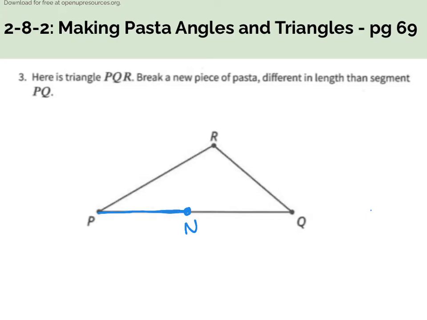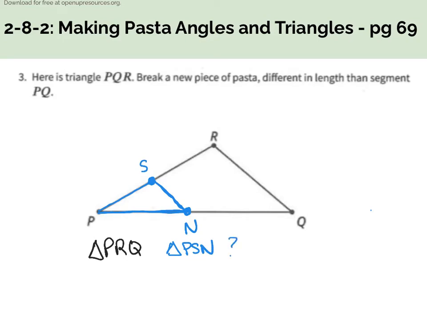Then I'm going to draw on P to R, and again make it shorter, and label this S. Then I'm going to connect S and N together. As you can see, I have 2 triangles. I have the bigger triangle, triangle PRQ, and then I have triangle PSN.